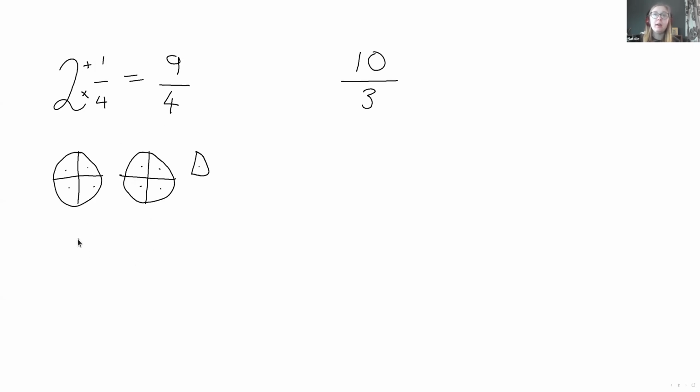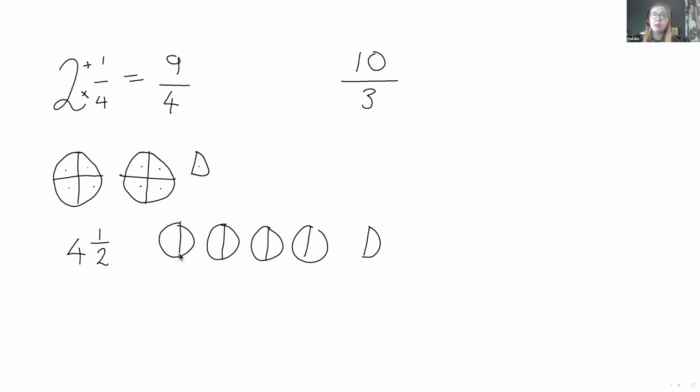Let's do 4 and a half. Okay, so I might draw my 1, 2, 3, 4 wholes. There's my extra half. Split these in half roughly. Your drawings will be neater than mine. And we've got 1, 2, 3, 4, 5, 6, 7, 8, 9 again. So I've got 9 halves. And again, if we wanted to do that without the drawing, we could have done 4 times 2 is 8, add 1 is 9, 9 halves.